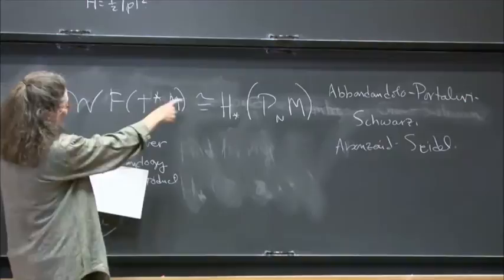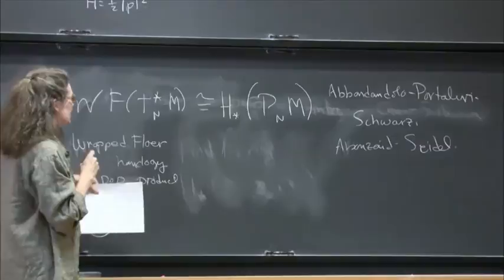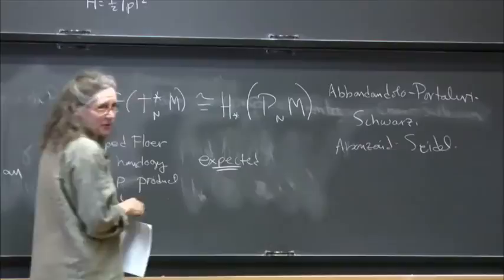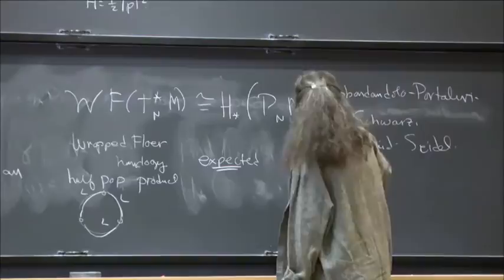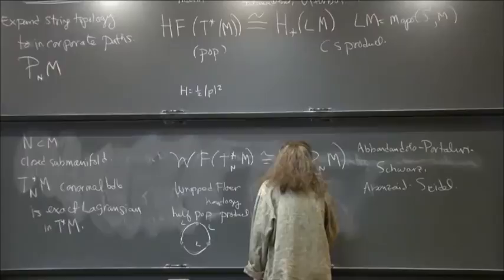So these people prove that this isomorphism exists. And it is expected that the ring structures will also be isomorphic. So the ring structure here is with this half pair-of-pants product, and the ring structure over here is the thing that I'm talking about computing today. So this is the ring structure. This is with the half pair-of-pants product, and this is with the Pontryagin-Chas-Sullivan product.